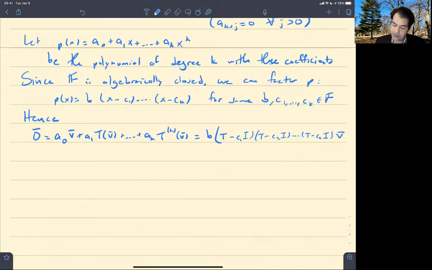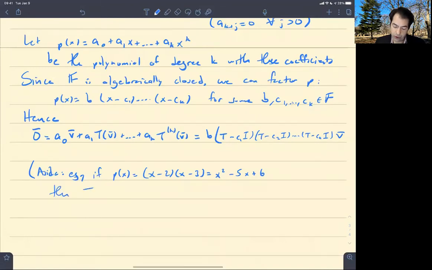So let me do a quick aside. Just do an example. Let's say that p of x is equal to x minus 2 times x minus 3. That would be the same as saying x squared minus 5x plus 6.